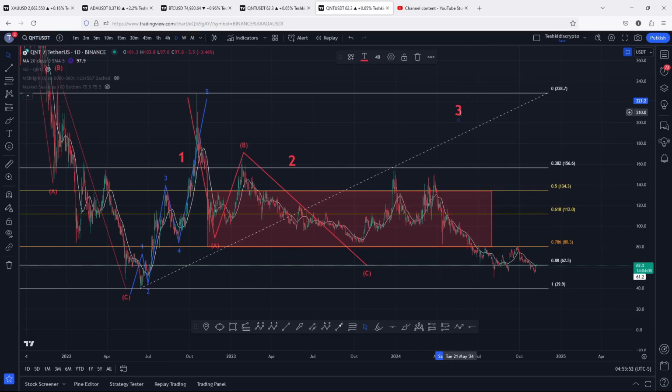So that is all I'm expecting on the short term and also on the long term, and let's be patient and see how that plays out, and I will be keeping you up to date.